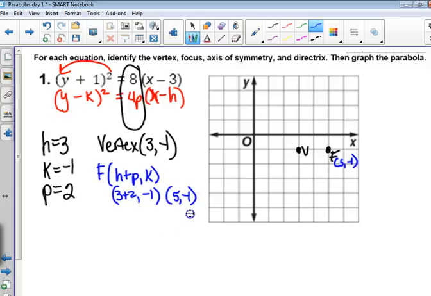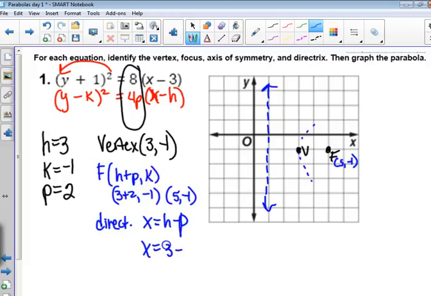Seems okay. Now, if it's opening this way to the right, then I'm going to also need a directrix that's 2 units back to the left. So I'm thinking here, what does it say on your sheet for directrix? Okay, so that would be x equals 3 minus 2, or x equals 1. Does that seem like where I drew that line?